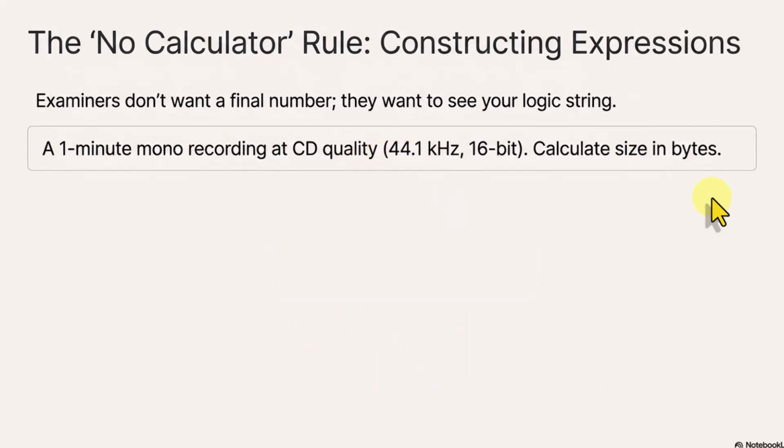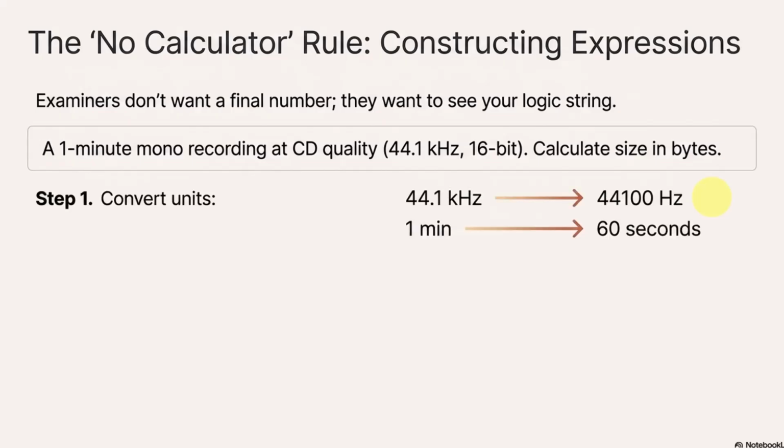Good. Let's check your answer. Step 1: convert the units. We have 44.1 kilohertz; change it to hertz. Multiplied by 1000, that will be 44,100 hertz. Then 1 minute has to be changed to seconds. So 1 minute is equal to 60 seconds.